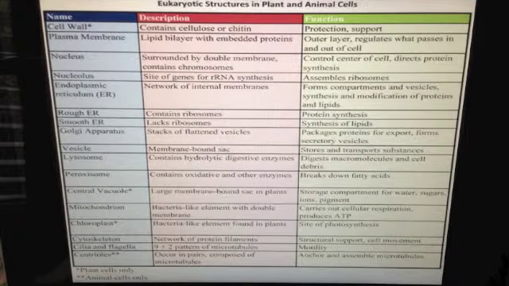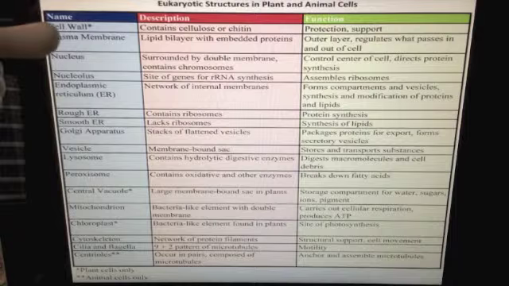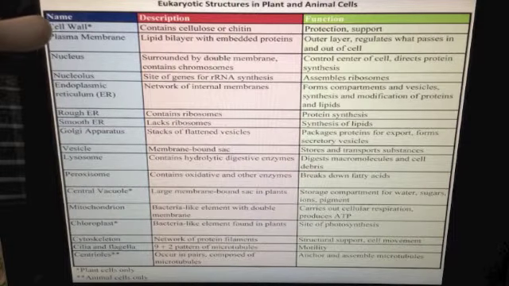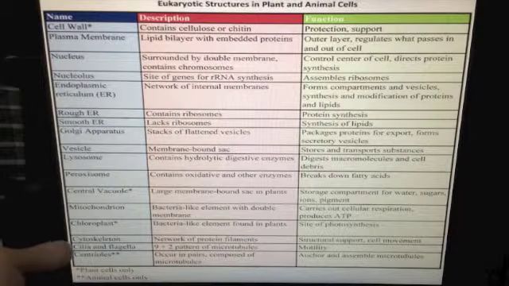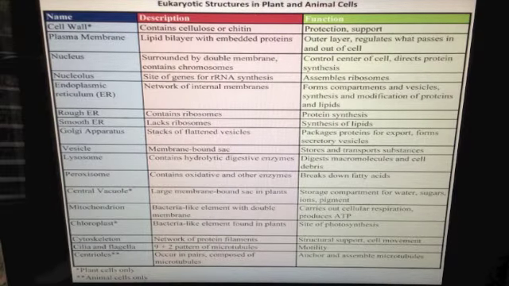Eukaryotic structures in plant and animal cells. If it has one asterisk by the name, that means it is plant only. If it has two asterisks by the name, it is animal cells only. Cell wall contains cellulose or chitin. Protection and support is what it is used for.